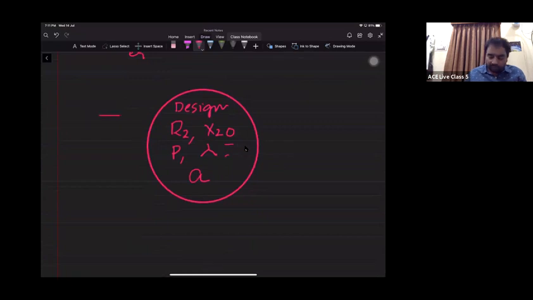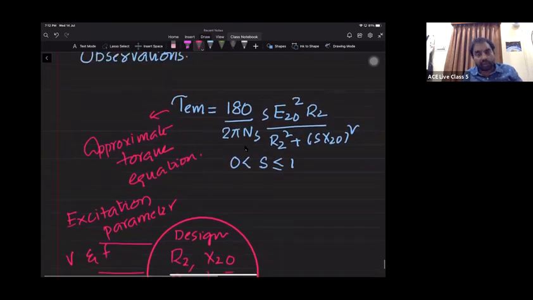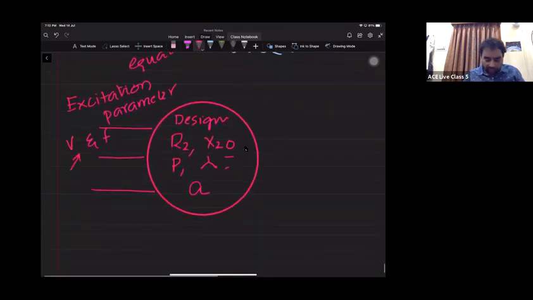The next one is excitation parameters. So what are those excitation parameters? The supply voltage and frequency. If you're feeding the three-phase excitation from a fixed voltage and fixed frequency source, then we cannot vary the torque by varying these parameters. Why? Because the voltage and frequency are fixed. But if you are feeding this from a variable voltage and variable frequency source, then by varying these parameters, we can vary the torque, right?